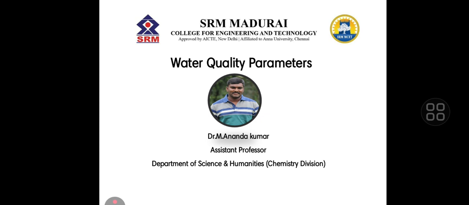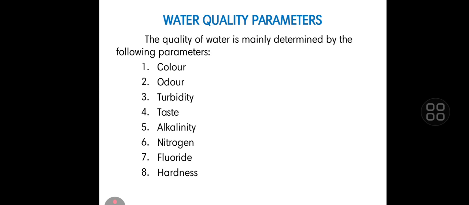In this lecture video, we have discussed water quality parameters. The quality of water is a very important parameter to be determined in order to decide the types of applications of treatment required. The quality of water varies with place and seasons. It is mainly determined by the following parameters: color, odor, turbidity, taste, alkalinity, nitrogen, fluoride, hardness. These are the major quality parameters of water.